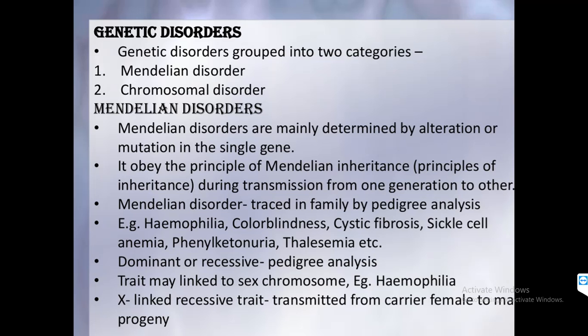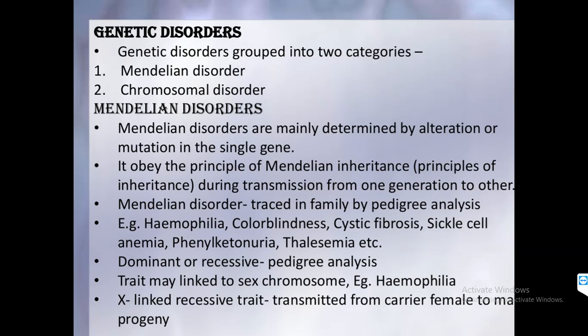So what are the three principles of inheritance? The law of dominance, law of segregation and law of purity of gametes, that is the law of independent assortment. So whatever transmission happens after the alteration in a single gene, the transfer of this mutant gene to the next offspring is according to Mendelian inheritance, that is, there is no blending. Mendelian disorder is traced in a family by pedigree analysis. In the last class I told you a brief about the pedigree analysis. We'll do it in the coming slides.